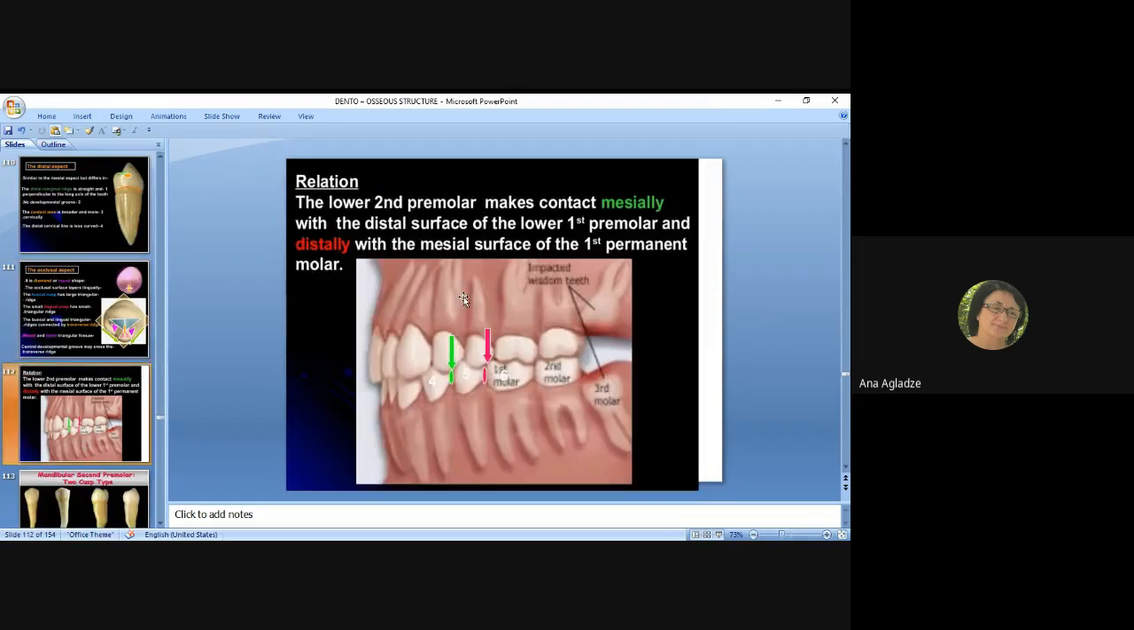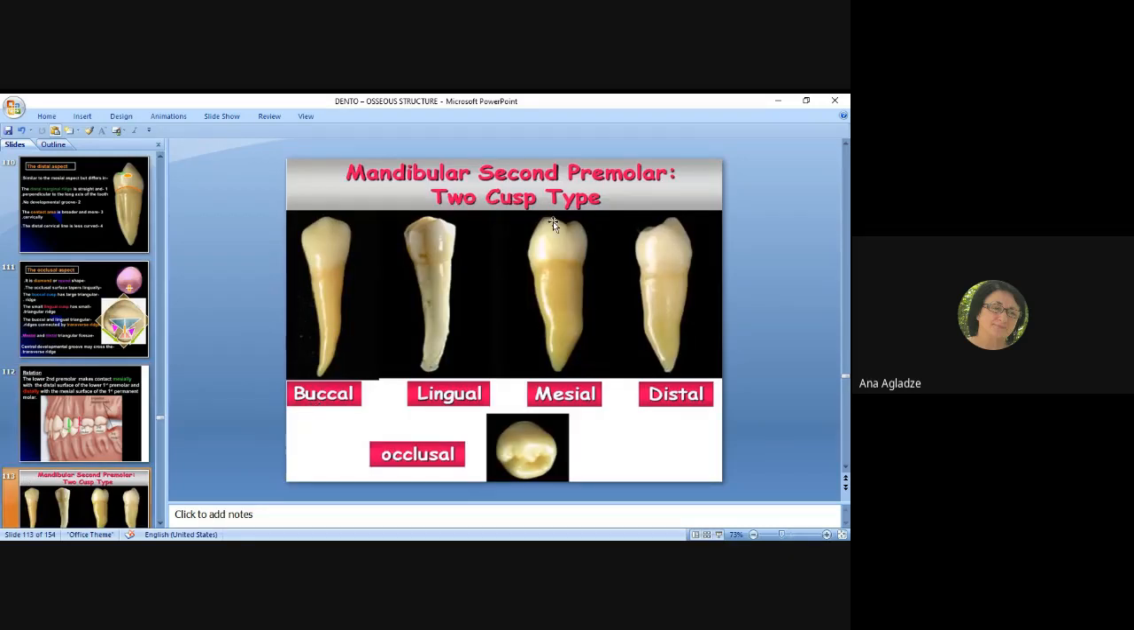Here now, this is the second premolar, which makes contact mesially with the distal surface of the first premolar, and distally with the first molar.